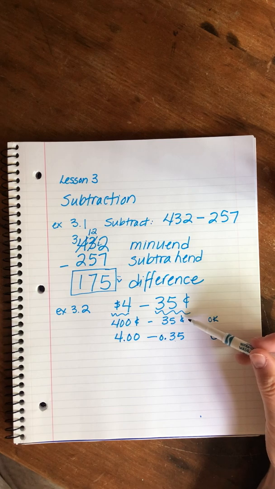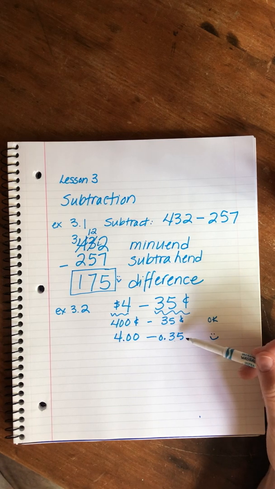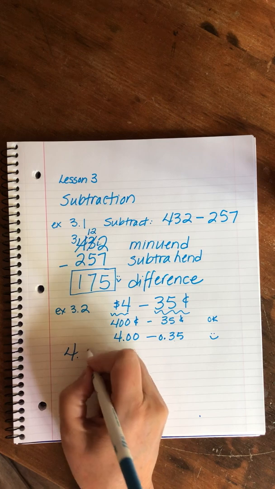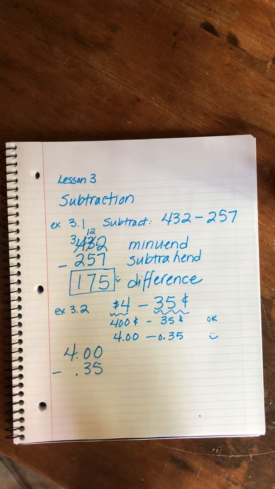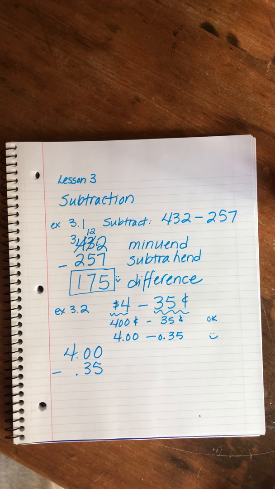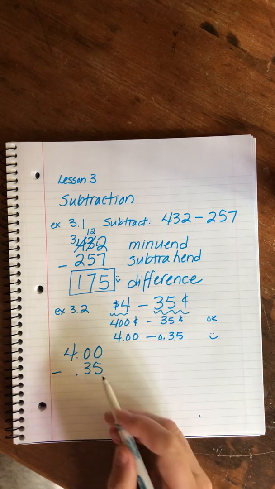This is usually the preferred way of working these problems because in our world, we don't usually talk in cents all that much. We usually talk in dollars. So I'm going to rewrite that. $4 minus 35 cents. I can say it that way, but I've written it as a dollar.